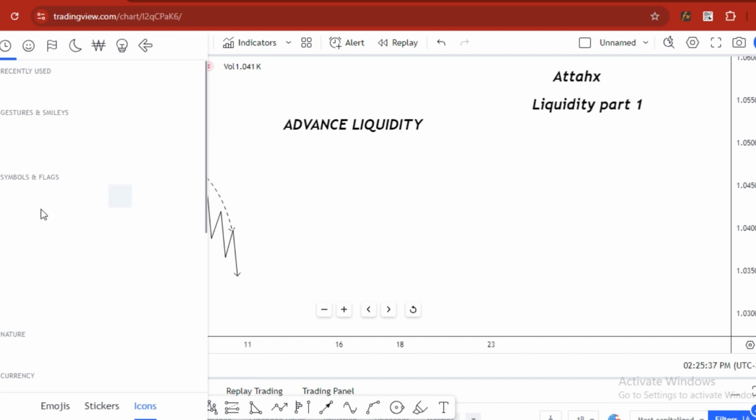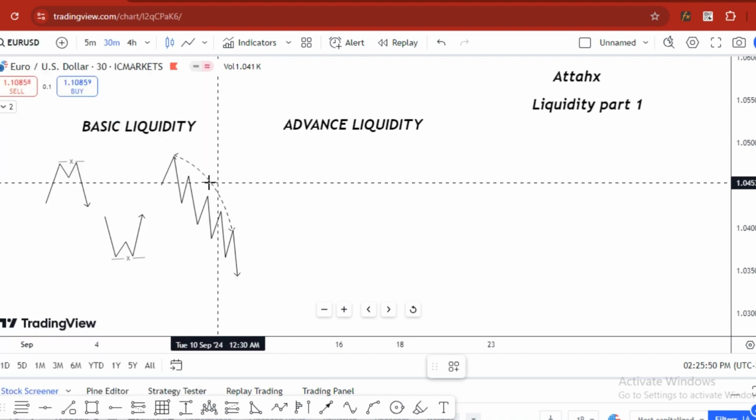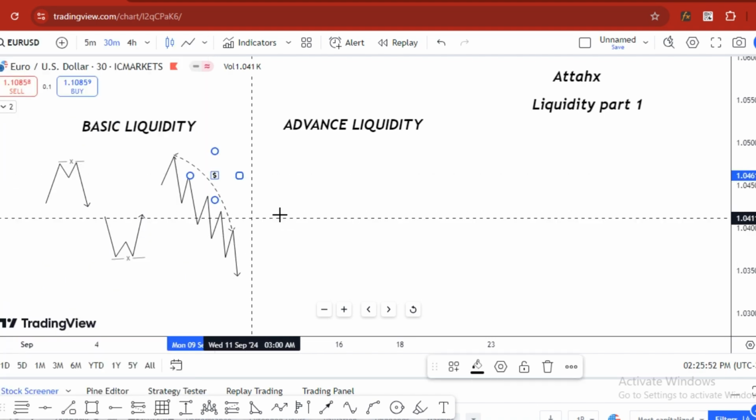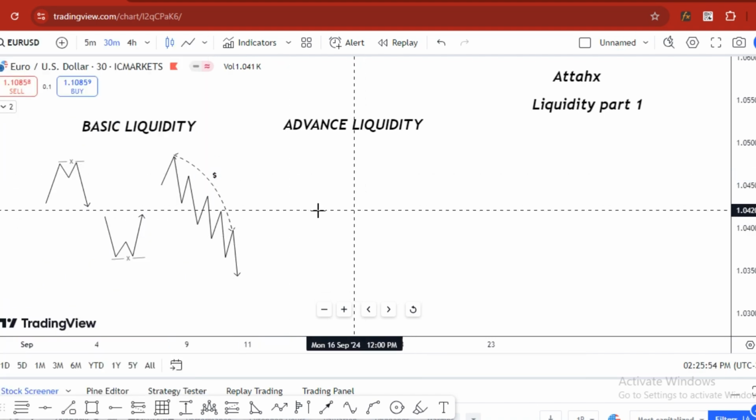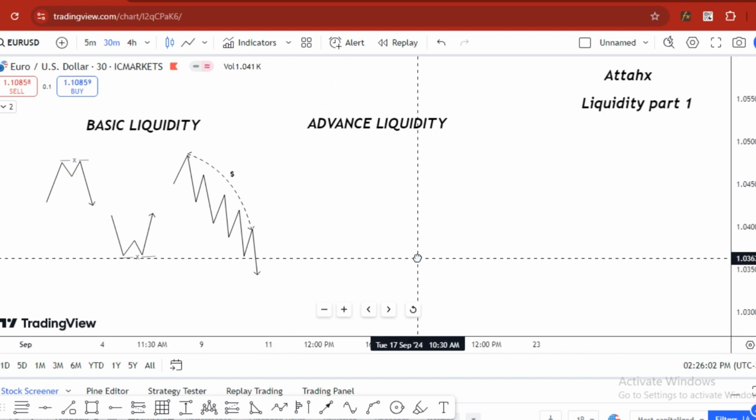So I'm just going to put an X to indicate that that is a liquidity build up. Okay, let's use a text. Okay, I've seen what I'm looking for. Yeah, so this is just the basic aspects of liquidity.